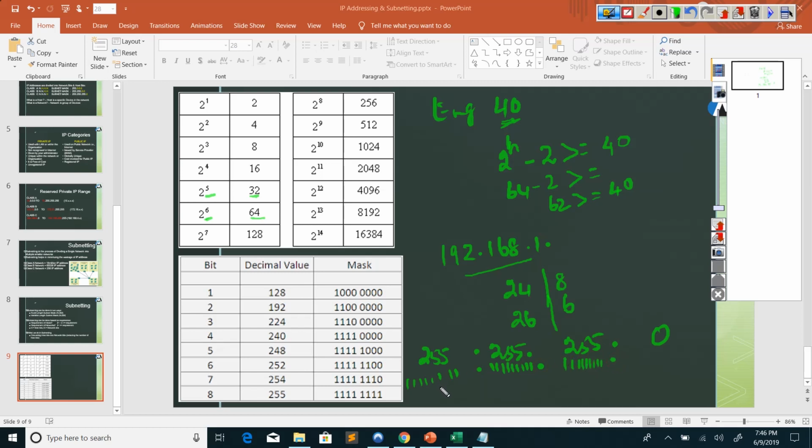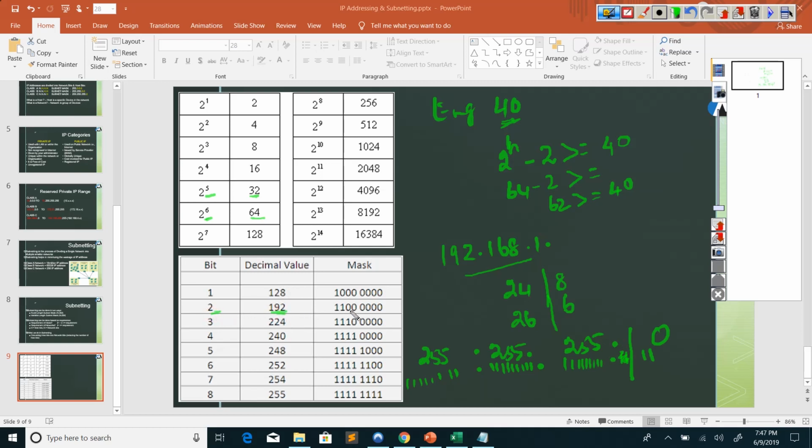In total now it is 24, but we need 26. So what will happen here is it will add 2 more bits, taking them for the network bits. So in this portion, 2 bits are on for the subnet mask. If that is the case, what is the value for those 2 bits? It is going to be 192.